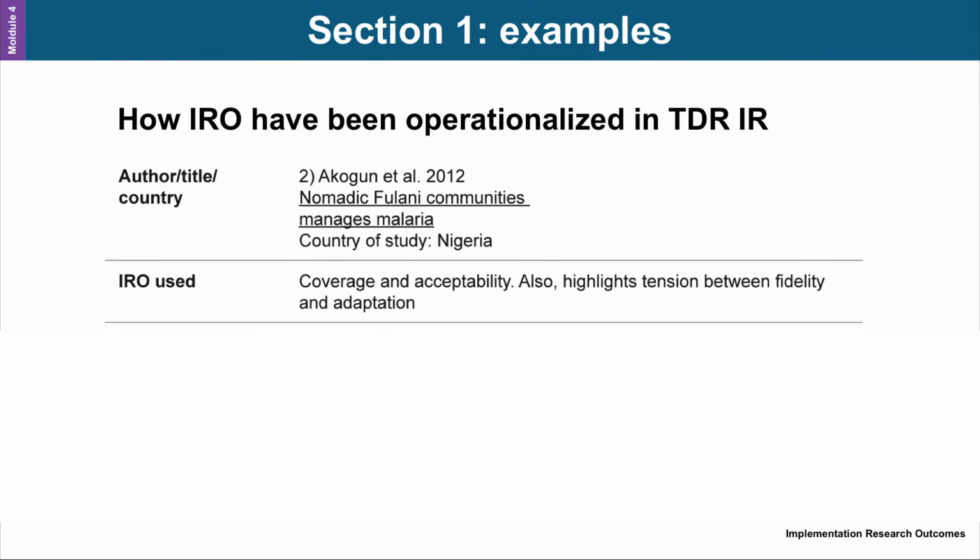In the study conducted by Akugan and colleagues in Nigeria among nomadic Fulani communities to manage malaria, the implementation research outcomes were coverage and acceptability. As we mentioned in Module 2, the goal of this study was to improve uptake of insecticide-treated nets and prompt treatment of malaria among children who are under 5.